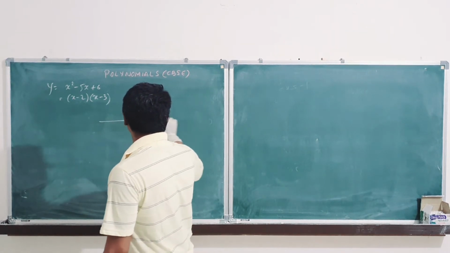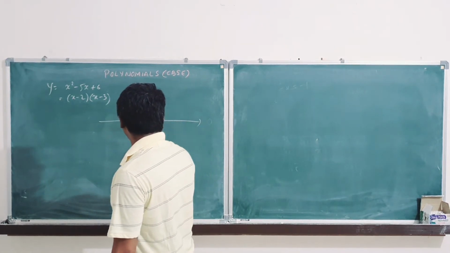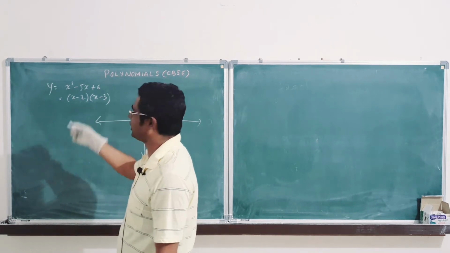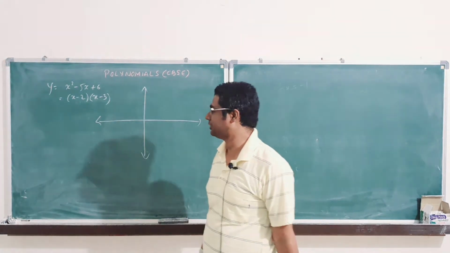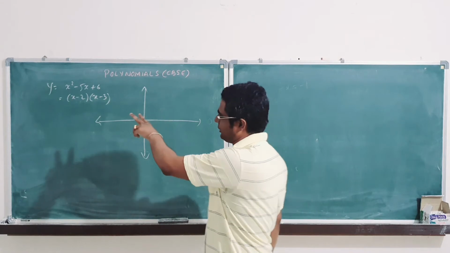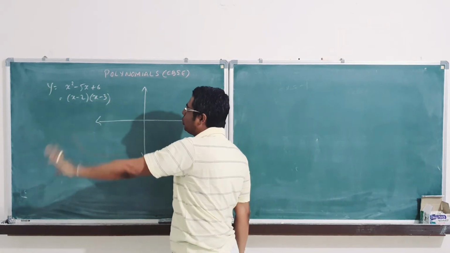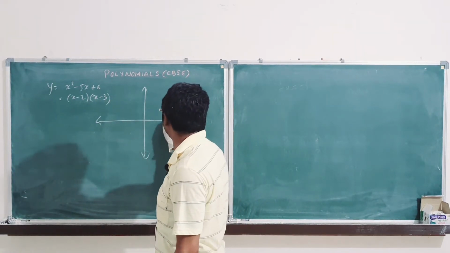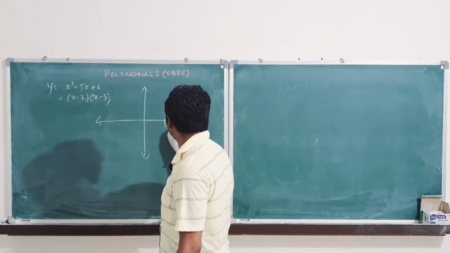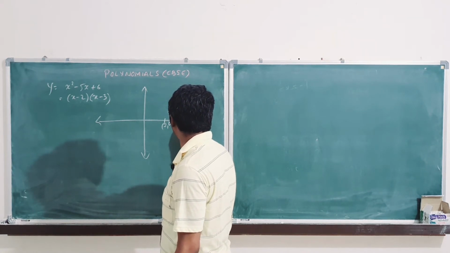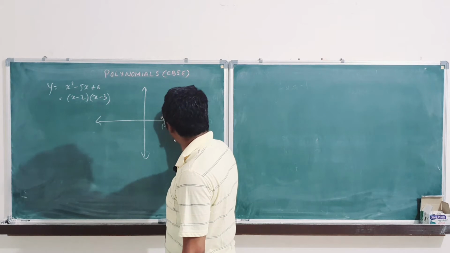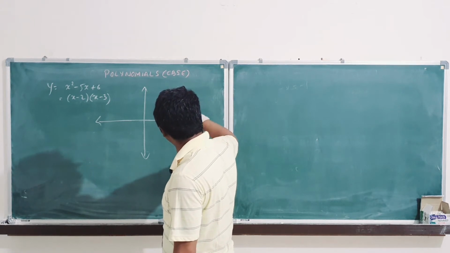So how will you plot this? I can directly plot this, I don't need to plot it again by going through all those steps, because I know 2 points, that is 3 and 2. So one will be (2, 0), another will be (3, 0). It will cut the x-axis at these 2 points, and the curve will be like this.